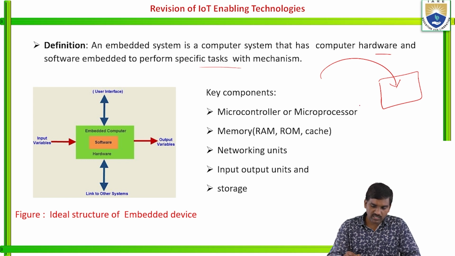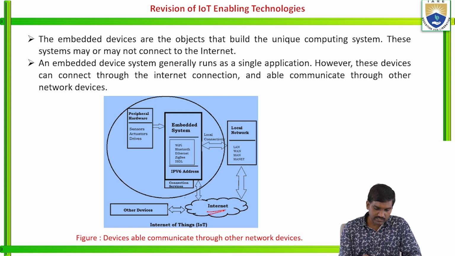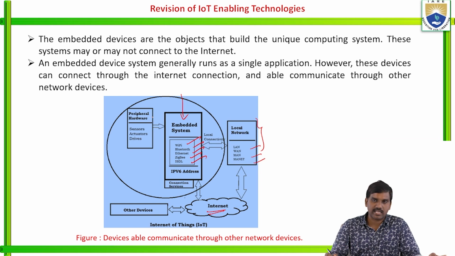Key components of an embedded system are the microcontroller, microprocessor, memory, RAM, cache memory, networking units, input output units, and storage. This is the ideal device able to communicate over the network with other devices and the internet, using communication protocols like Wi-Fi, Bluetooth, Ethernet, Zigbee, and local networks like LAN, WAN, MANET, and sensor-activated hardware devices. This is the overall view of an embedded system.